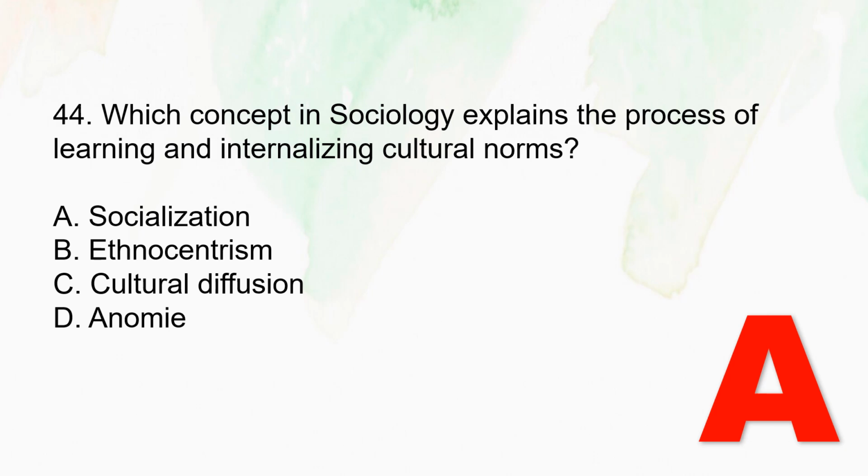Now, let's discuss ethnocentrism. We all know that ethnocentrism is the belief that one's culture is superior to others. Cultural diffusion refers to the spread of cultural elements between societies. Again, spreading of culture is cultural diffusion. Anomie describes a state of normlessness or lack of social regulation. Again, lack of social regulation. So letter A is the best answer.